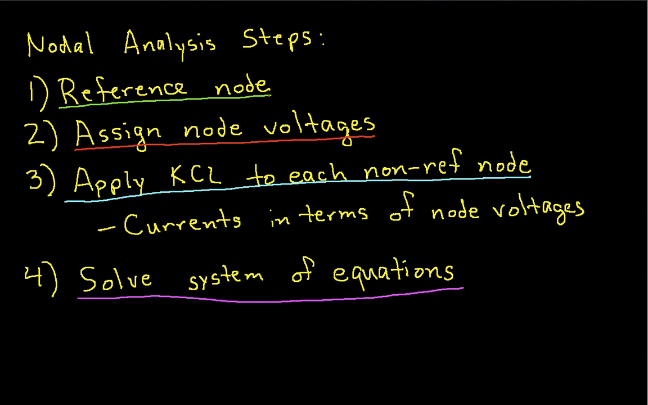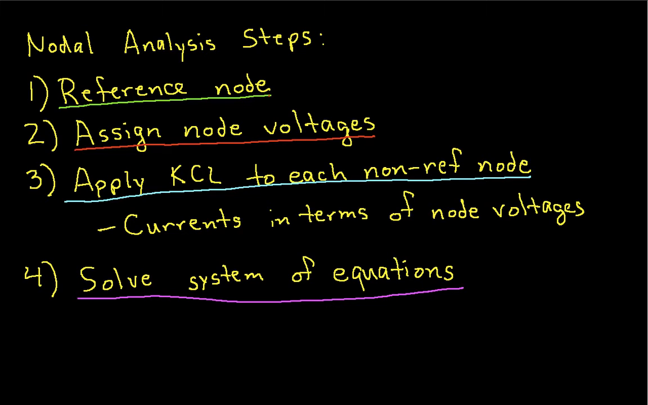So we go back and look at the steps. We assigned the reference node. We assigned the node voltages. We applied KCL to each non-reference node. Then we solved the system of equations that we got. And that pretty much was it.